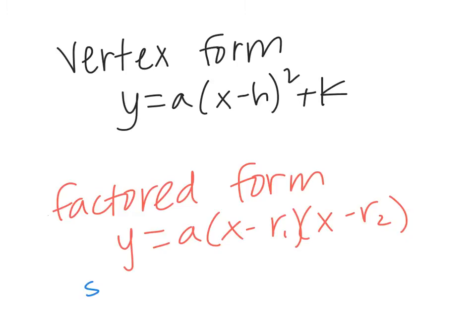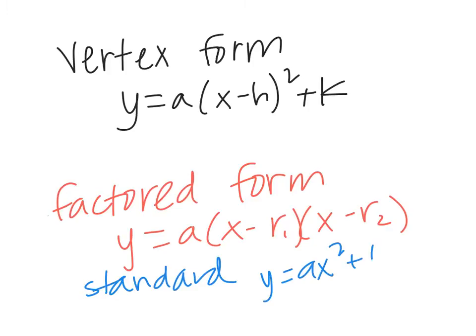I didn't write the third one. There's 3 forms that we covered when we talked about parabolas. We did standard form, which I'm writing down right now. Y equals ax squared plus bx plus c. We had 2 other forms. We learned about vertex form, which is y is equal to a times x minus h squared plus k. And factored form, which is y is equal to a times x minus r1 and x minus r2.